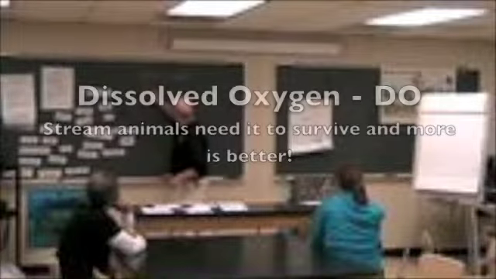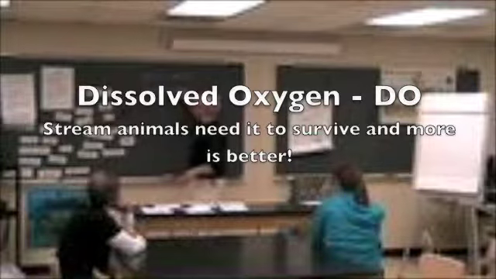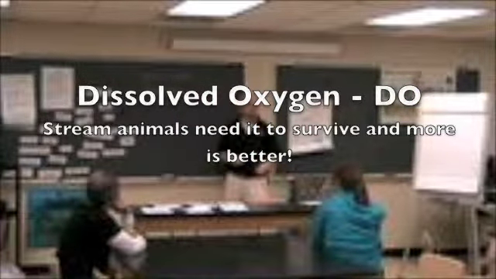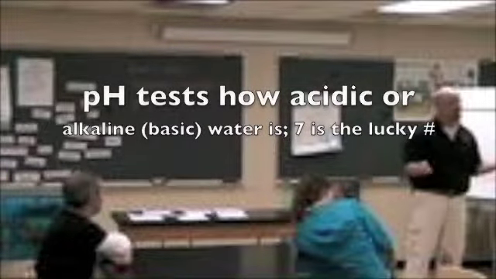Dissolved oxygen. What's going to be better, more or less? Yeah, more. Dissolved oxygen. So that's another thing we can look at very specifically in the stream. And we're going to abbreviate that D.O. The pH scale tells us how acidic or how basic something is.